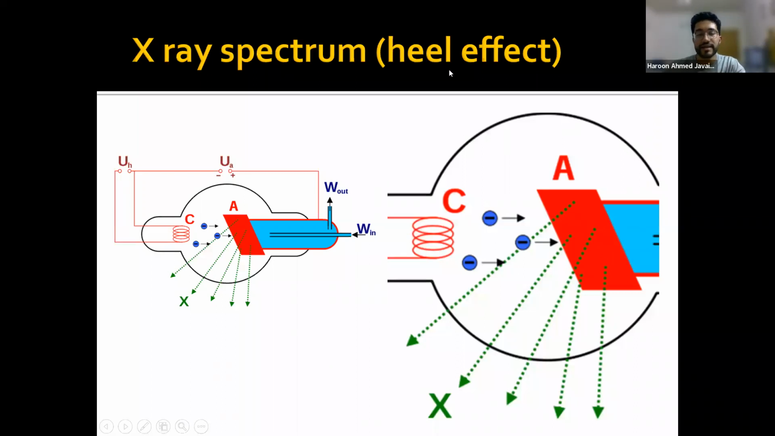Again, this is not important. I don't think they'll ever question you on this, but it's just for your understanding, okay? Basically, the Hill effect means that, let's say we have the cathode.